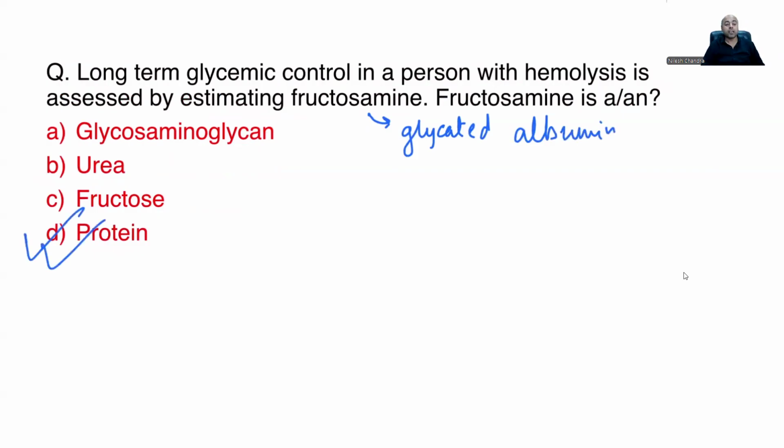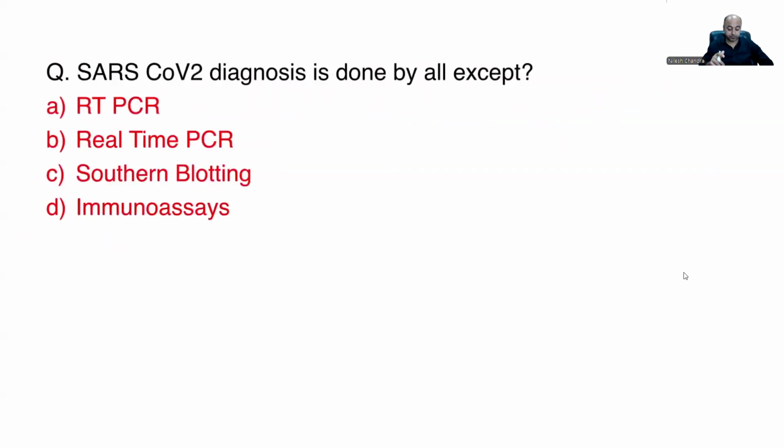Albumin is a protein, and fructosamine is used where the half-life of the RBC is lower. So in that case, the HbA1c doesn't give the true picture of the glycation. So we need something with a shorter half-life than an RBC to get a true picture of the glucose levels in the previous few days or weeks.